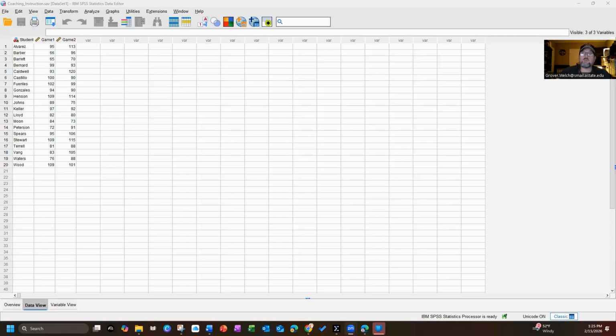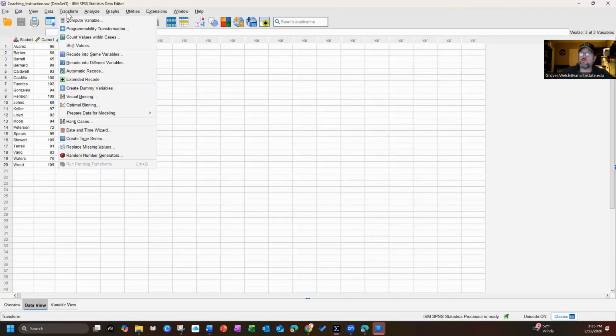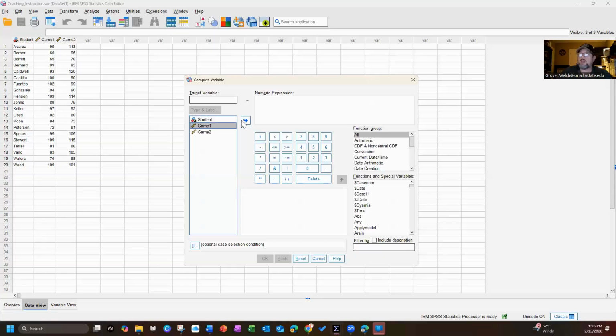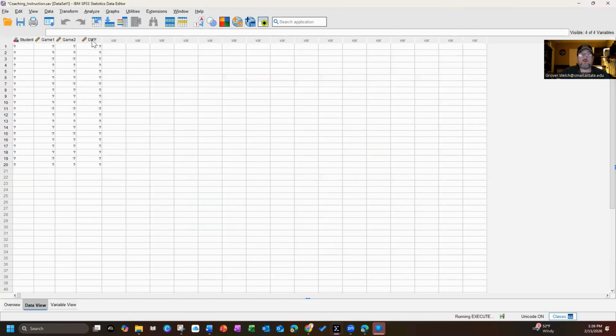So first thing I did was I looked at my data, and I need to know if my data is normal. So I'm going to go to Transform, Compute Variable. Under Compute Variable, I'm going to add game one minus game two. I'm going to title it diff, and I'm going to hit OK. That's going to compute and give me a new column called diff.